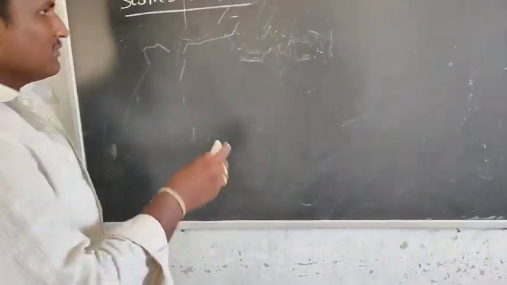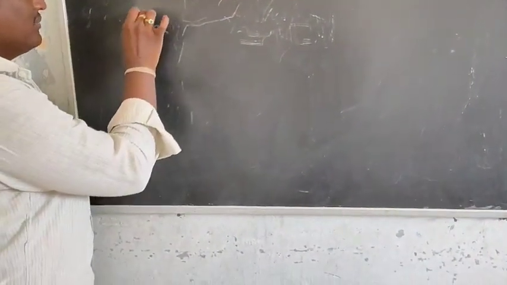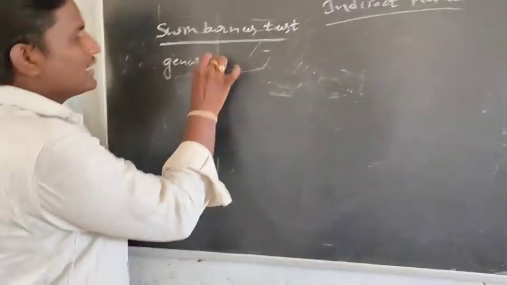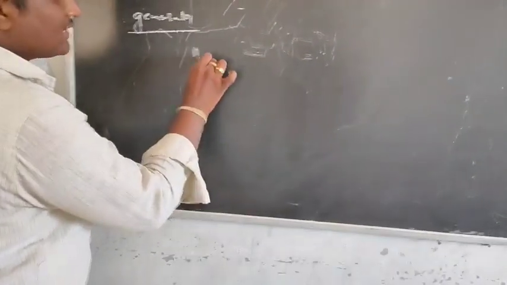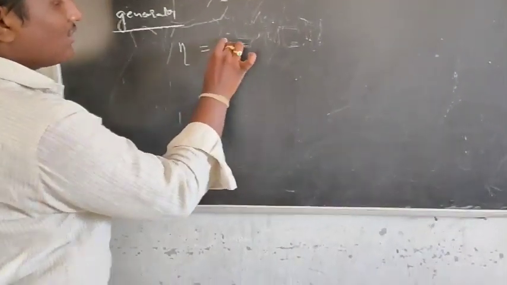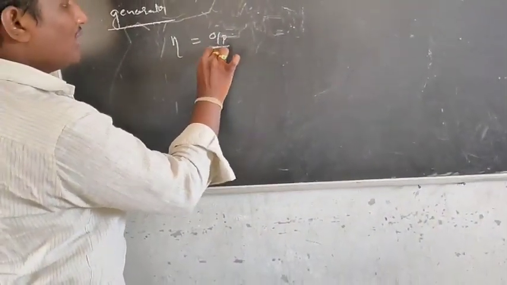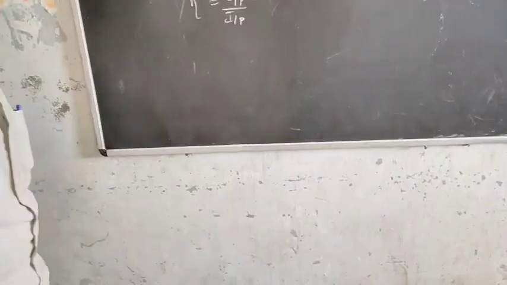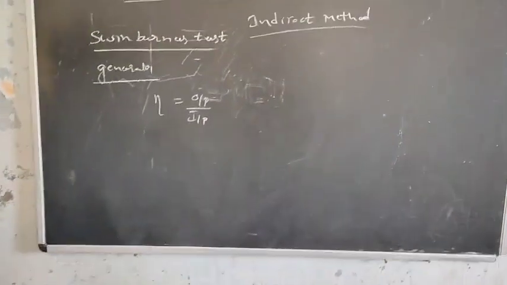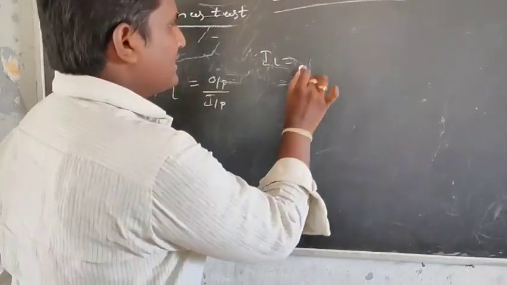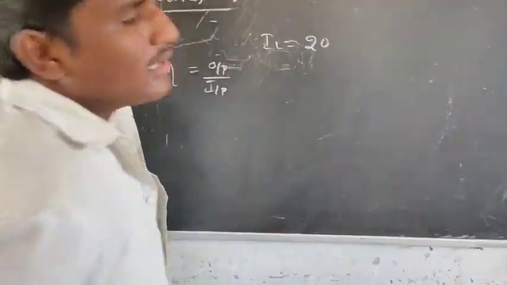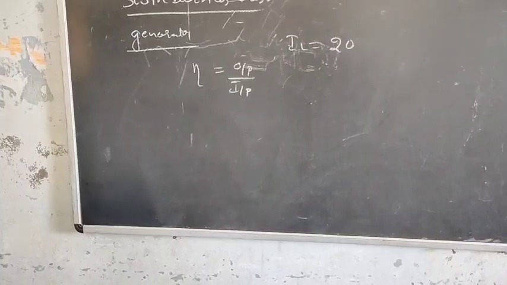Efficiency of the motor as well as the generator. So I am taking the generator. What is the efficiency? Efficiency equals output by input. Here one more important thing is the line current IL equal to, for example, 20. I am taking the line current equal to 20.